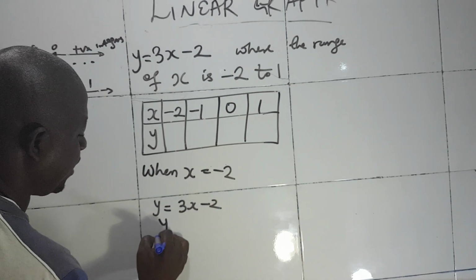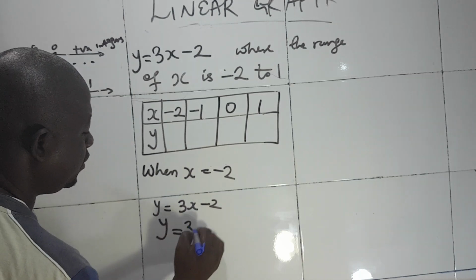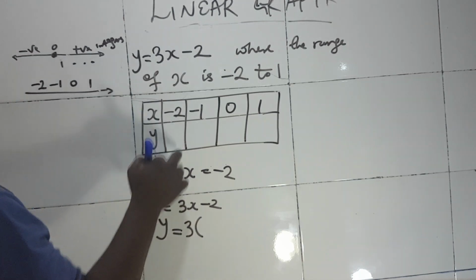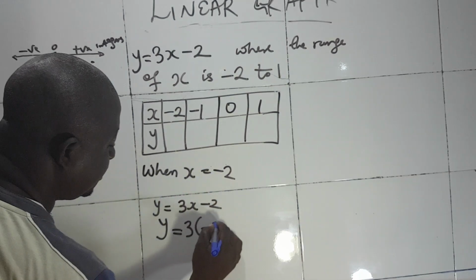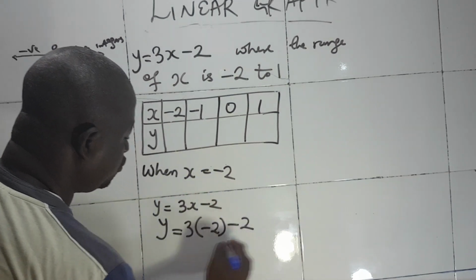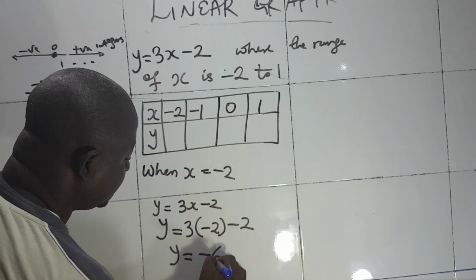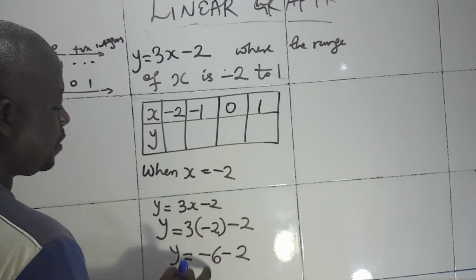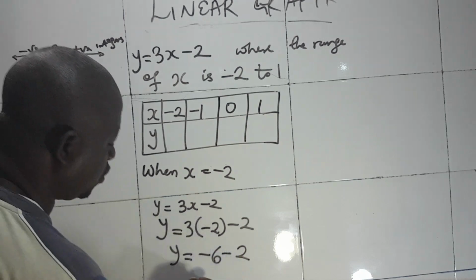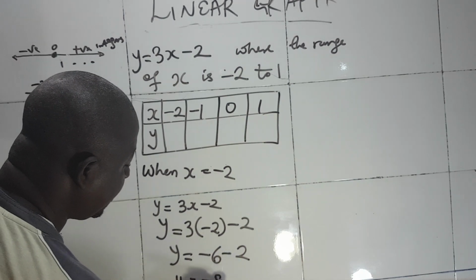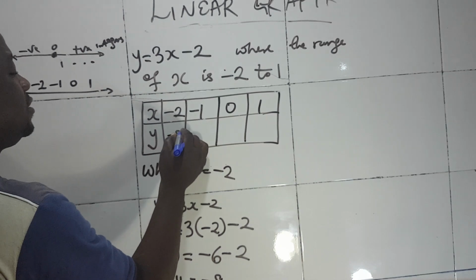So we now have y is equal to 3 into bracket. What is our x? When x is equal to -2. So we have y is equal to 3 times -2. That is -6, then -6 minus 2 is what? -8. So we have -8 to be here.